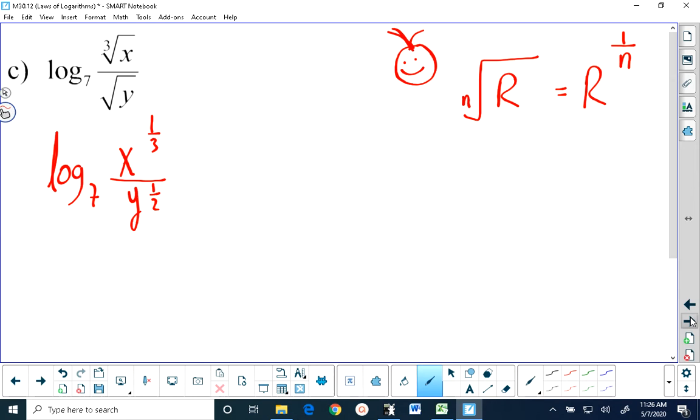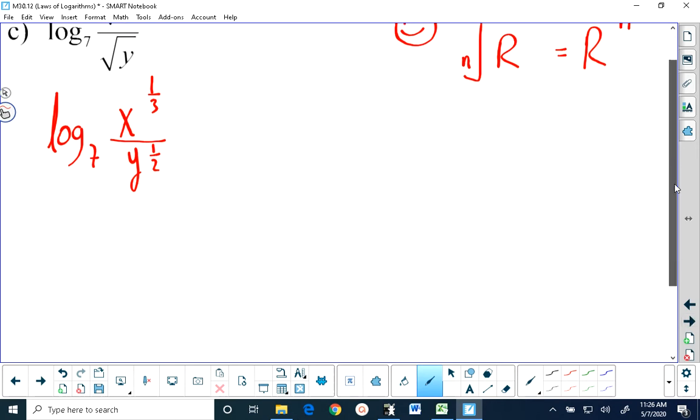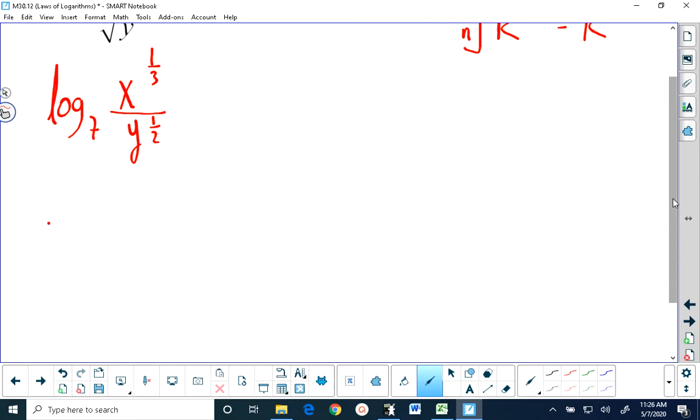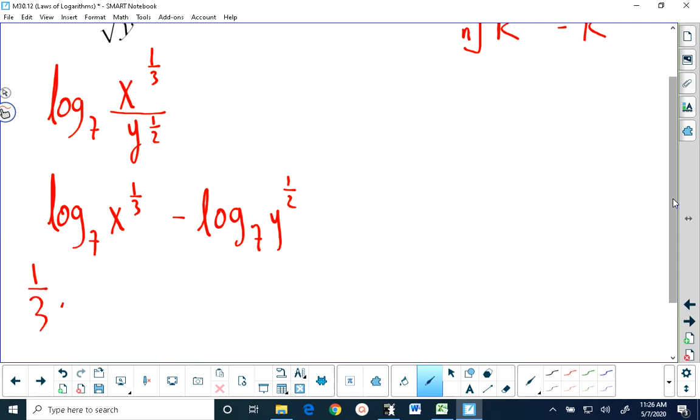And we can certainly split that up using the quotient rule. The logarithm of a quotient is the logarithm of the numerator minus the logarithm of the denominator. And now we can swing those exponents down in front and have 1/3 log base 7 of x minus 1/2 log base 7 of y. And that is our answer in this question.